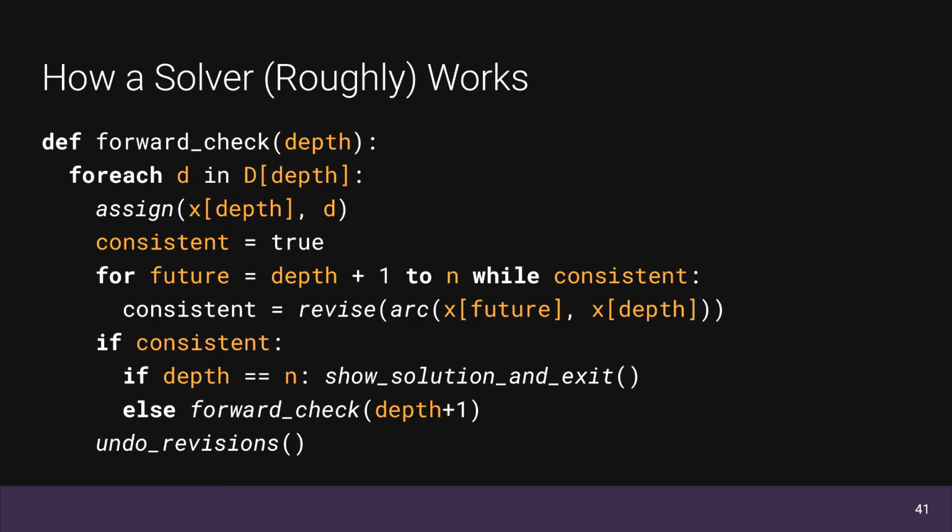So let's have a look at the pseudocode for forward checking. So we've got our forward check function, which takes a depth. Now, depth here just means a variable index. So we've ordered all our variables and the domains of all those variables in big D. And we're going to consider each of those variables one by one, looking at all the variables that are ahead of them in the list.